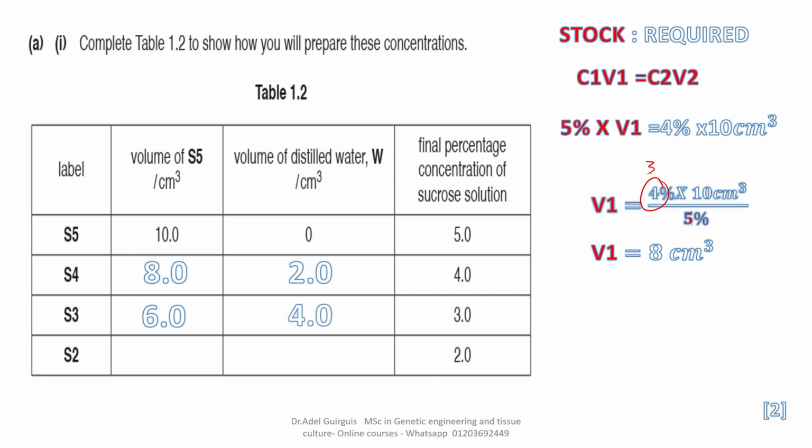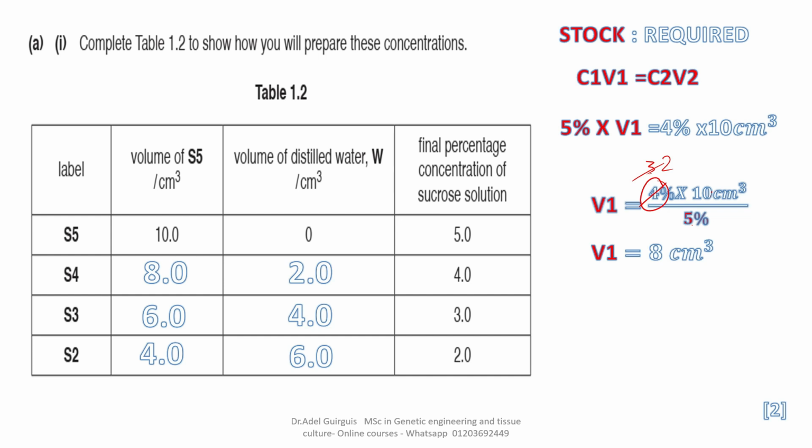Now for the third one, compensate instead of 4 or 3 by 2. 2 times 10 equals 20. 20 divided by 5 equals what? Equal 4. So the remaining volume taken from distilled water equals 6.